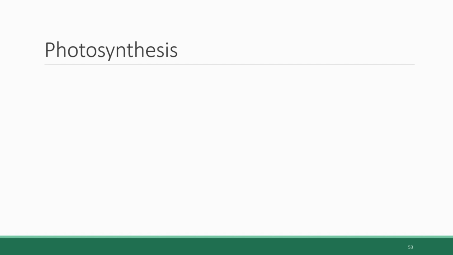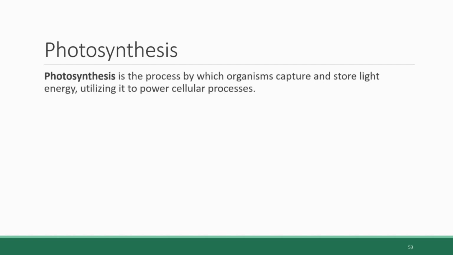The first of these processes is photosynthesis. So, photosynthesis is the process by which organisms capture and store light energy, utilizing it to power cellular processes. The word photosynthesis literally means to make with light. Photo means light, and synthesis means to make. So, photosynthesis: to make with light. And specifically, what photosynthesis makes is carbohydrates.